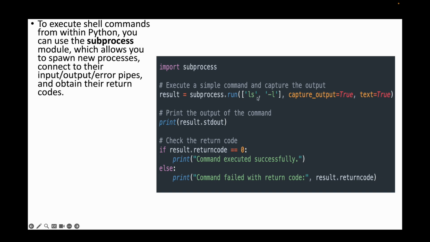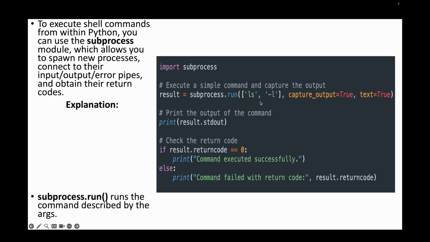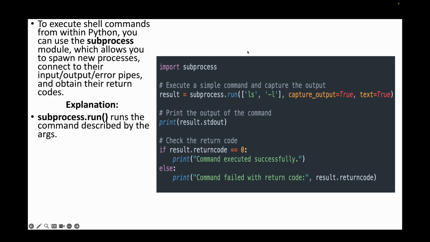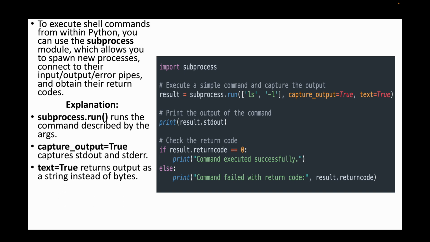Like in this case, I'm running this ls -l command. So I'm using this subprocess module to run this particular command, which is a Linux command for me. Now I'm using subprocess.run, which is used to basically run the command that we have described within the arguments. I'm also giving capture_output, which is to capture the standard error and the standard output, and then text=True will return the output as a string instead of bytes.